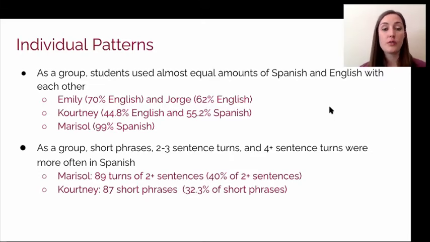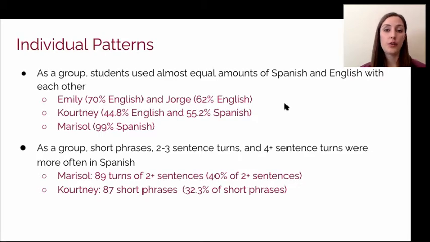Courtney's English and Spanish use was more balanced. And Marisol spoke almost exclusively in Spanish. She only had 3 tokens of English in her speech. So her Spanish use certainly contributes to the high amount of Spanish shown for the group. She contributed almost 1/4 of the total turns for the group, and all of those were in Spanish. Many of her turns were more than 1 sentence in length.